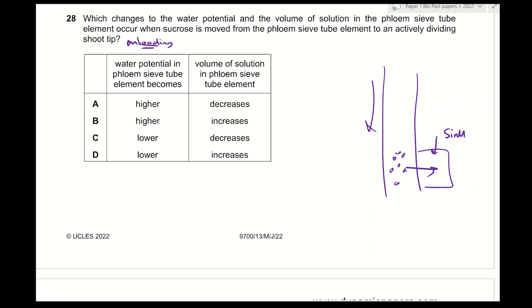Therefore, what happens is that the water potential in the phloem sieve tube element becomes higher. The reason for this is because we just said that the sucrose moves from the phloem sieve tube elements into the sink cells, so this is going to be correct. And then the volume of solution in the phloem sieve tube element, because sucrose is moved into sink cells, it is also moved by some water, therefore the volume of solution also decreases. Therefore, the answer is going to be A.